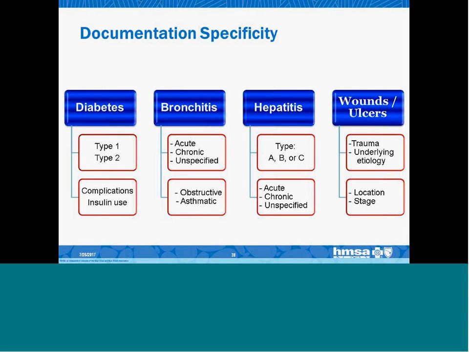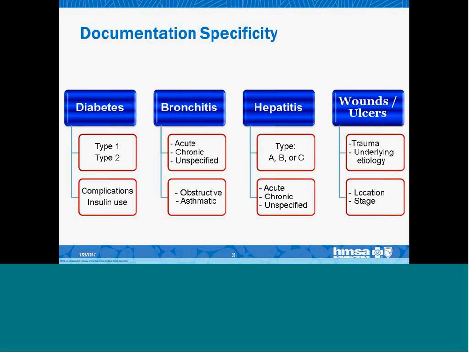For documenting specificity, here are some examples of how you could be more specific if you're documenting diabetes. Be sure to document whether it's type 1 or type 2, because type 2 is the default code. So if your patient has type 1, you want to be sure you're documenting that it is type 1. And also be sure to document any complications as well as insulin use.